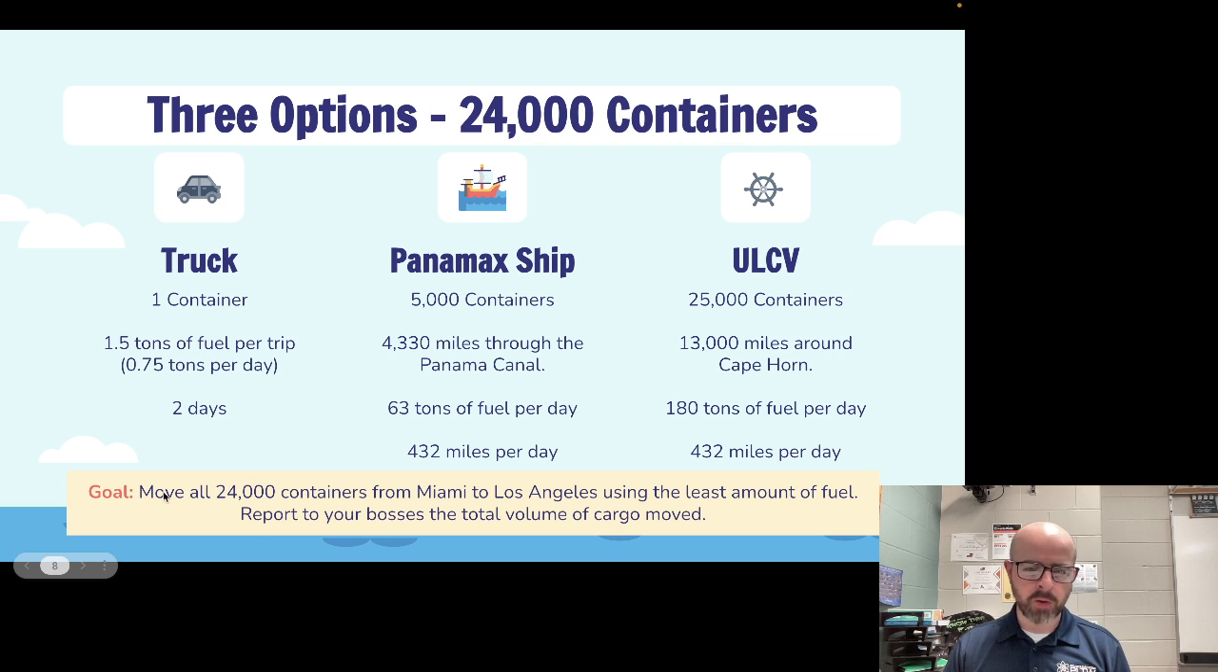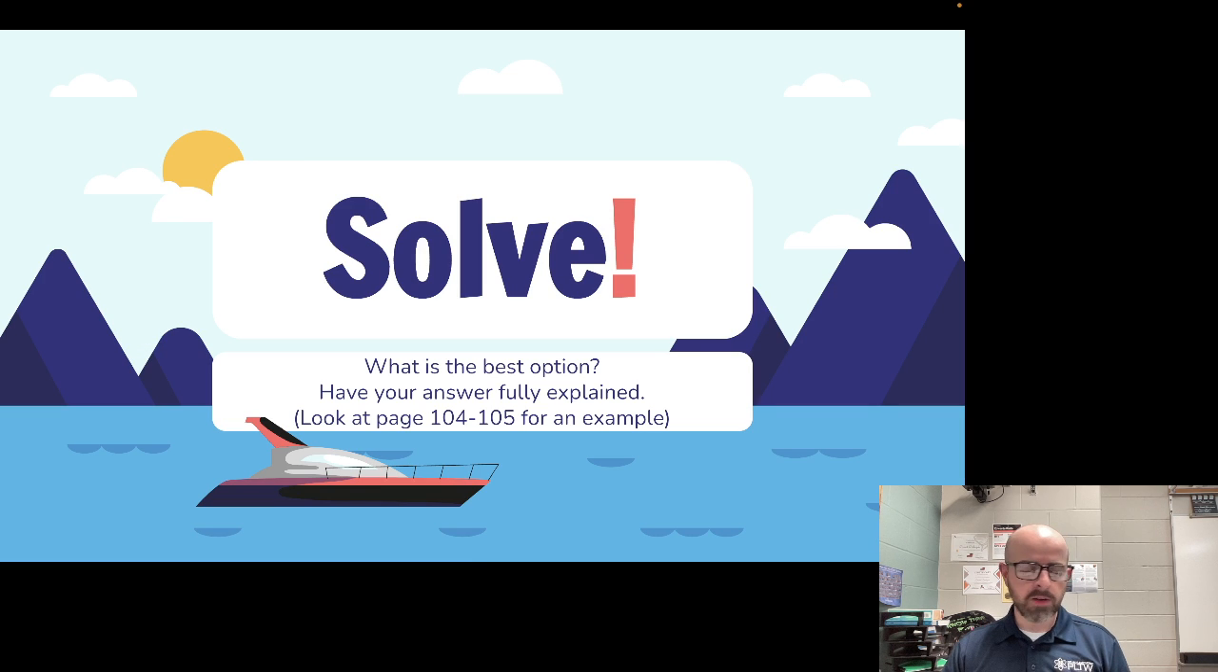You need to move all 24,000 containers from Miami to Los Angeles using the least amount of fuel, and then calculate to your bosses the total volume of cargo you moved. Now here's the thing, that might sound like an awful lot of math, but it's just division and multiplication. Okay, multiplication and division, nothing you can't do. You just need to figure out what multiplication and what division to do. And if you want an example of how to explain your math, take out your workbooks, look at page 104 or 105 for an example of something explained.